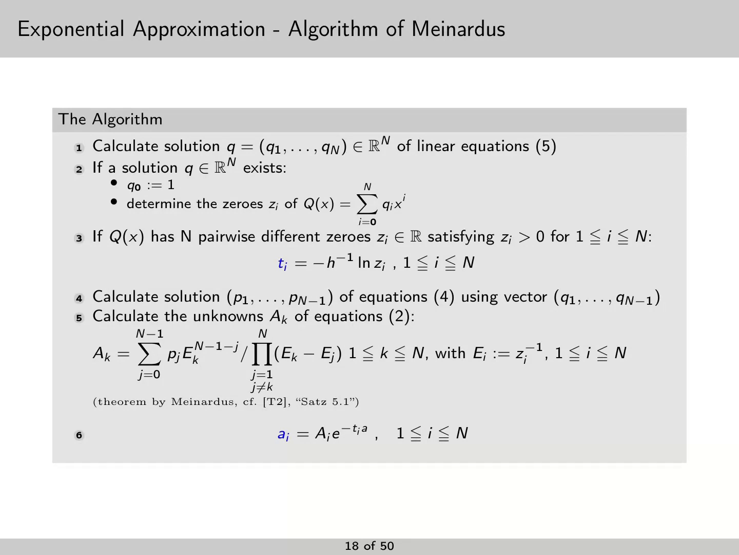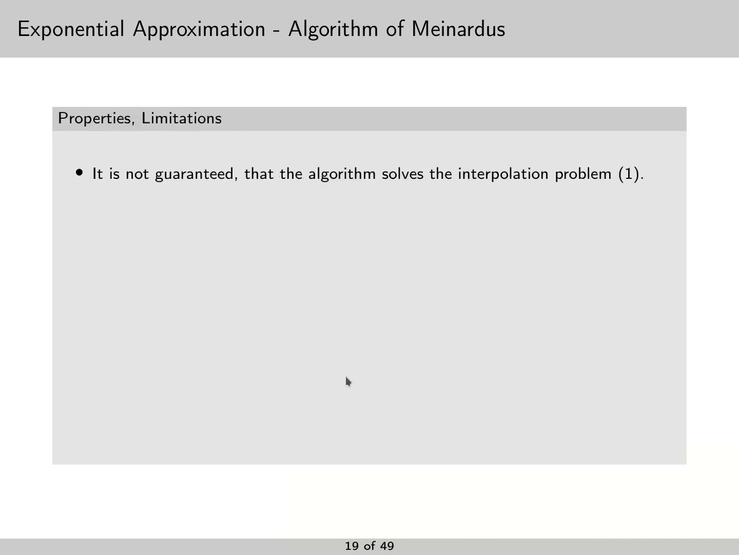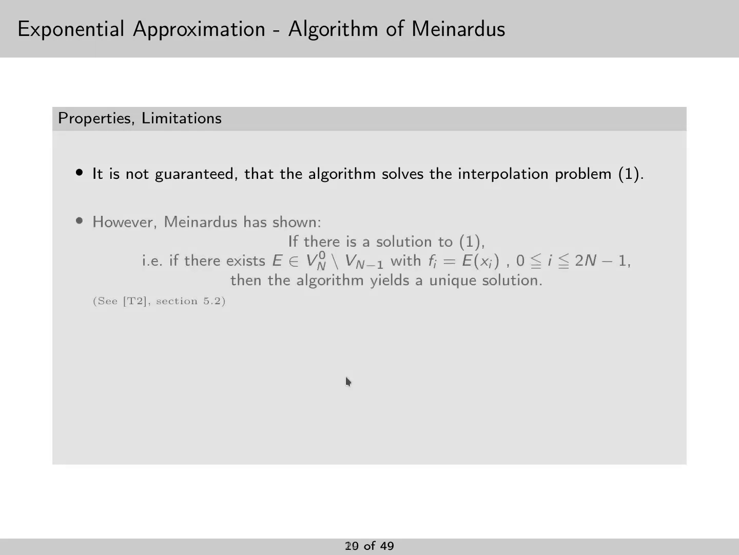With these coefficients p_i and the zeros z_i, calculate the capital A_i using this formula by Meinardus, which finally gives us the coefficients a_i. Obviously, we cannot be sure that this algorithm always solves the interpolation problem 1. However, Meinardus has shown that if a solution exists, then the algorithm will yield a solution, which then is even the unique solution.